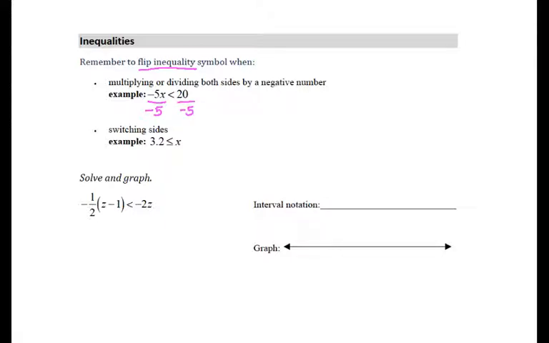Well, if I divide both sides by -5, I have to flip this inequality symbol to make it a greater than instead of a less than. So that becomes x is greater than -4.